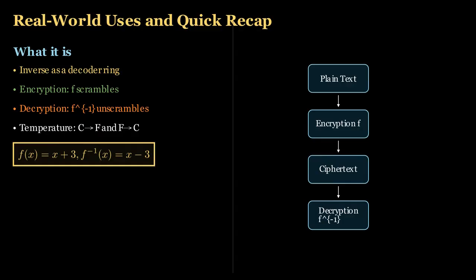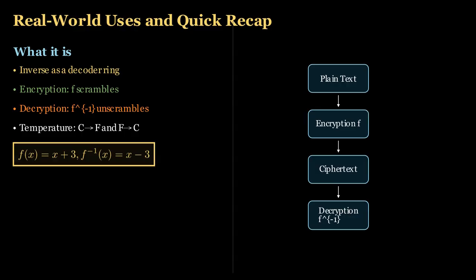Another everyday example is temperature. A function converts Celsius to Fahrenheit. Its inverse does the opposite, converting Fahrenheit back to Celsius. So an inverse function is simply the tool that reverses a process, taking the output and giving you back the original input. Often in life, you know the result but need to find what caused it.